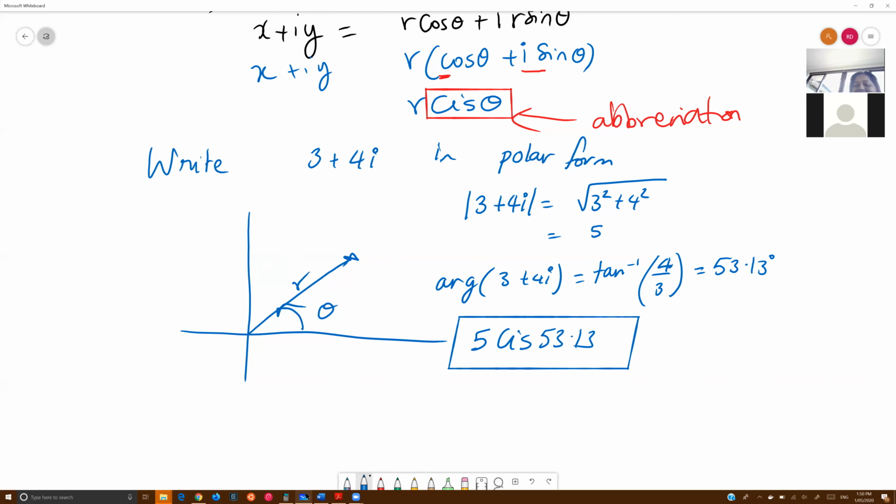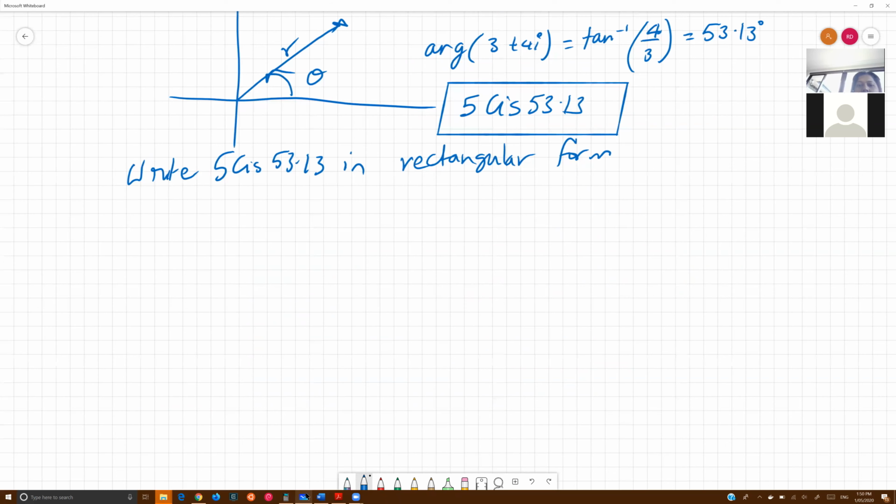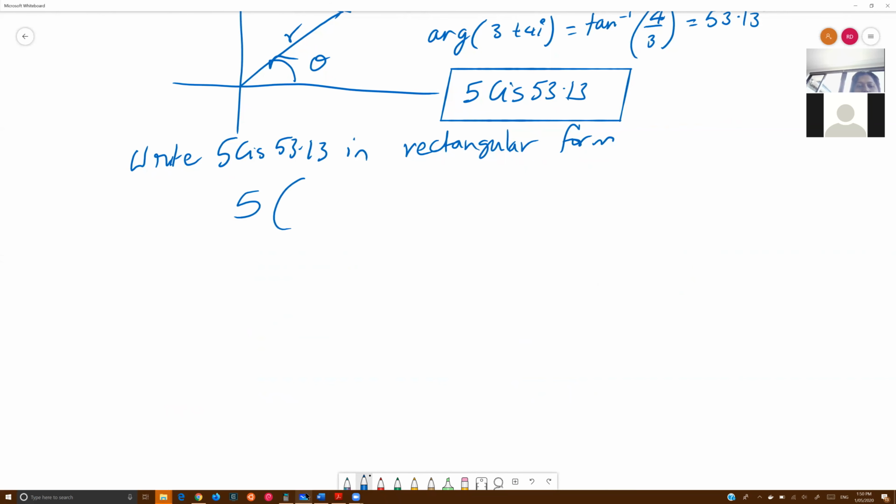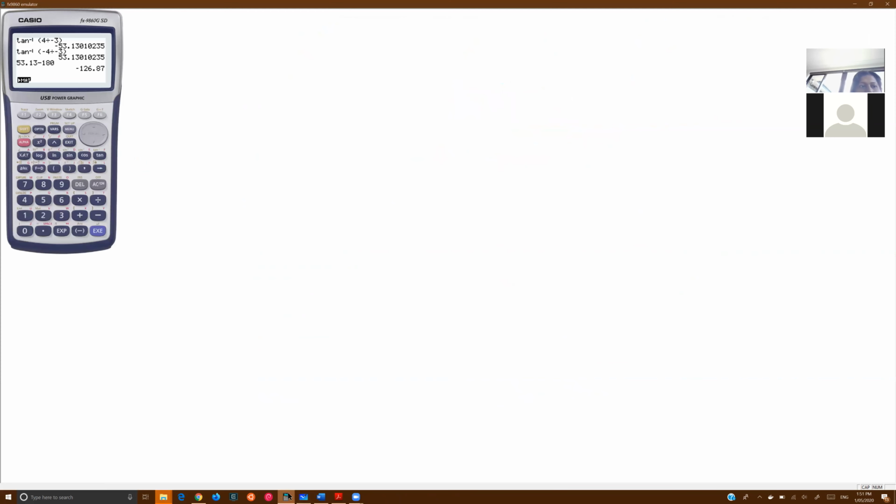Now, if I was going the other way, so if someone said to me now, write 5 cis 53.13 in rectangular form. So rectangular form is the one where you have x plus iy. Okay, so how do you do this? You write down the full form, 5 cos 53.13 plus i sine 53.13. Okay, you work it out, multiply it out, and simplify it. So we can do that now.